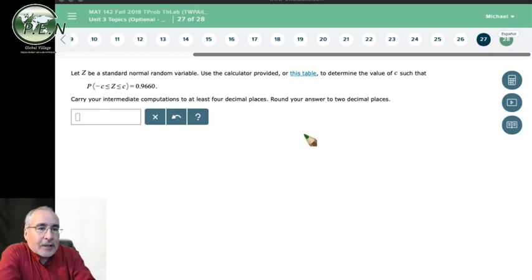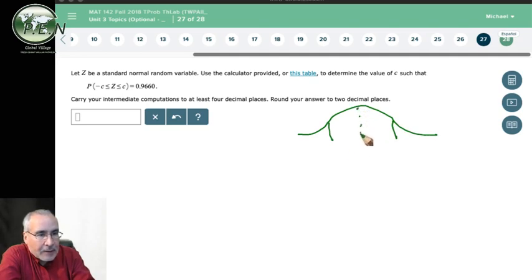Okay, so for this one, let's draw the picture first so that we know what we're looking for. So we have some value c here and some value c here. So it's the same amount. Again, that c is a distance from the mean. So it's going to be actually a positive value that we enter, but here's our minus c, here's our positive c.